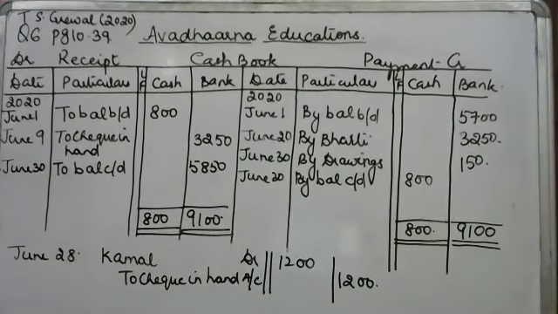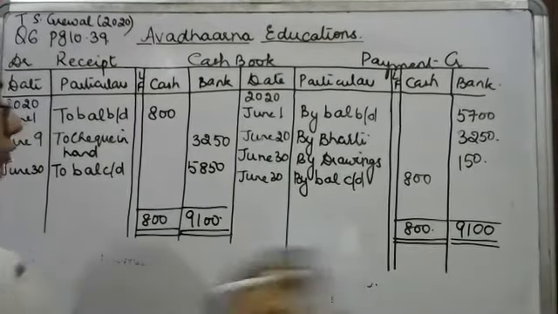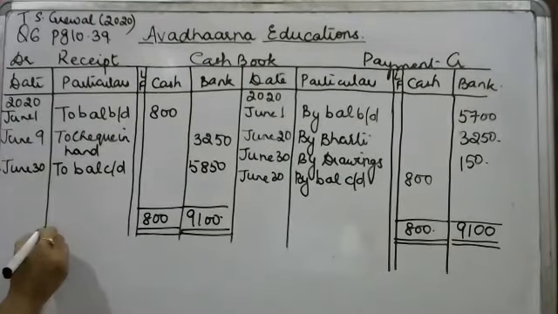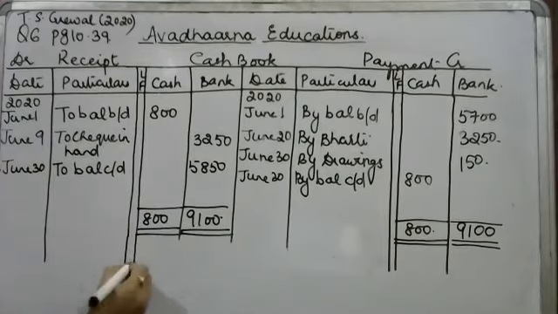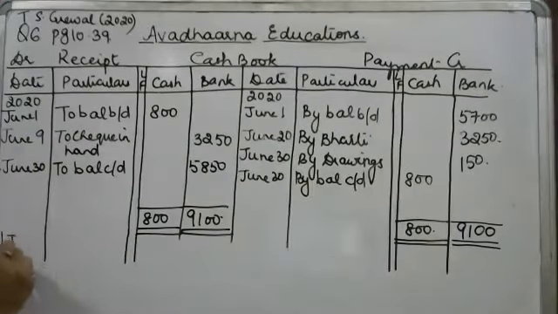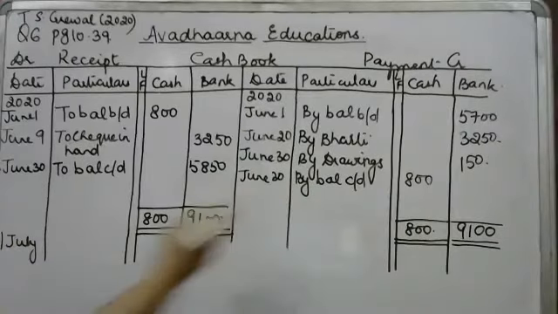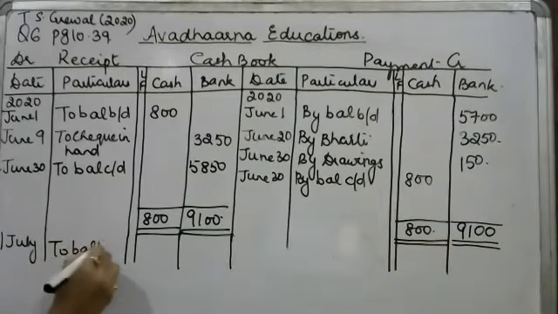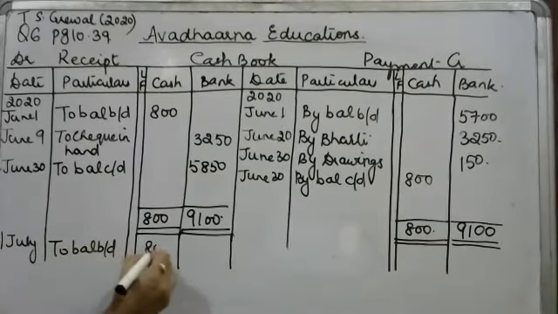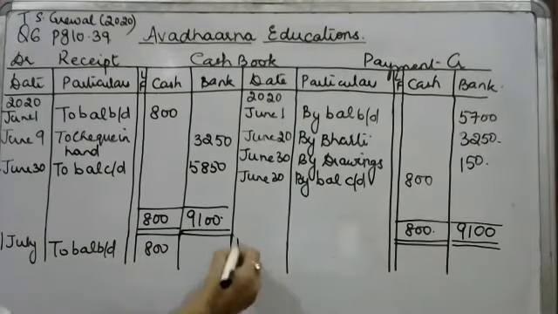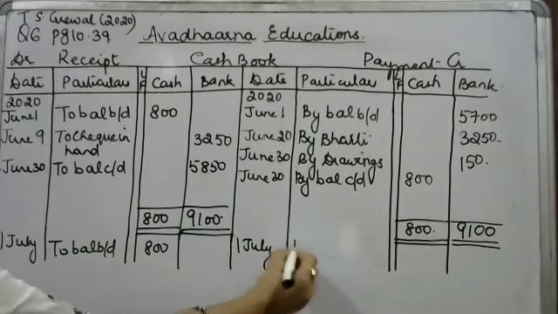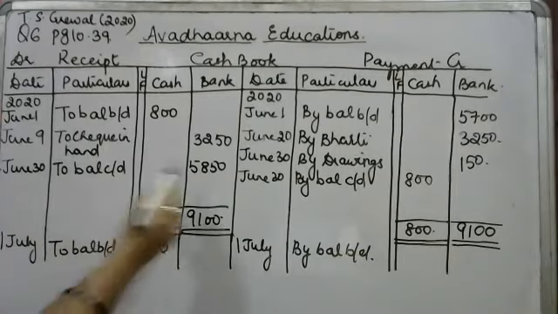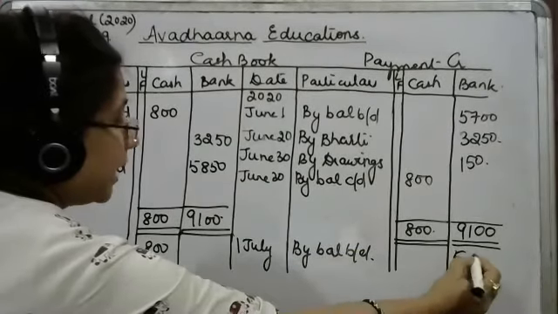Now what happens at the end? We take this on the next very month, on 1st of July. Cash balance is positive, so we are going to transfer this balance to balance brought down. On the debit side, cash column 800, and then on 1st of July, by balance brought down. This is the overdraft balance of the bank column. It is 5,850.